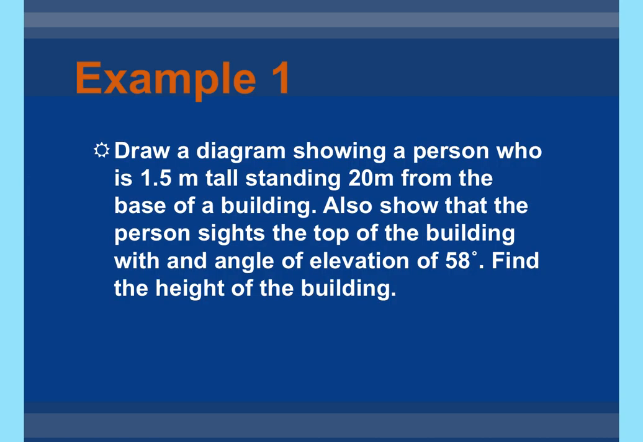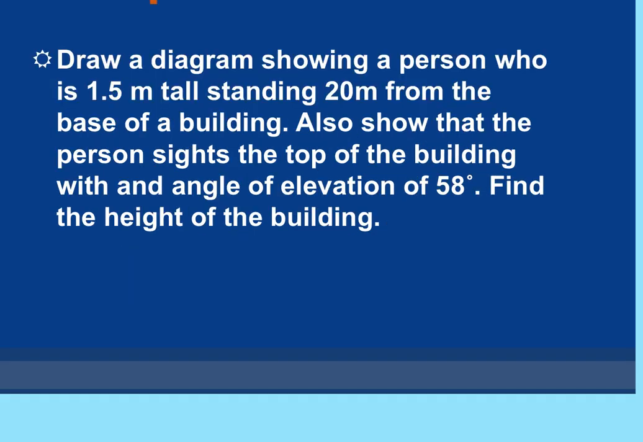Example 1 says, draw a diagram showing a person who is 1.5 meters tall, standing 20 meters from the base of a building. Also show that the person sights the top of the building with an angle of elevation of 58 degrees, and then find the height of the building. All right, so you've got a person, right? They are 1.5 meters tall. They are standing 20 meters from the base of a building.